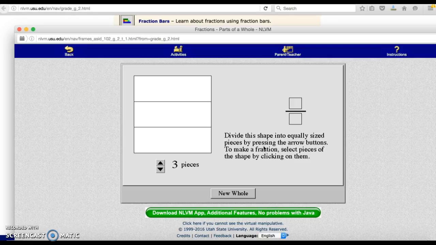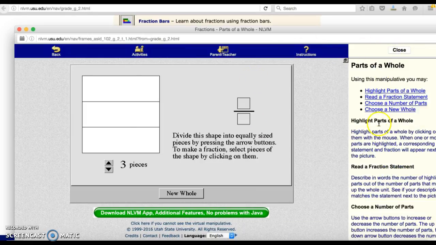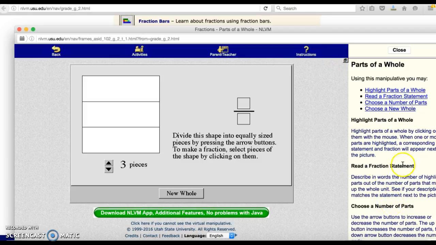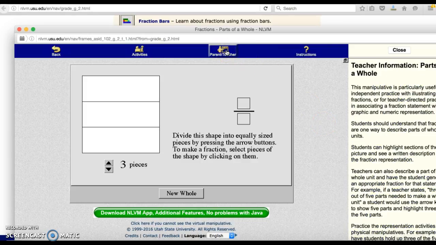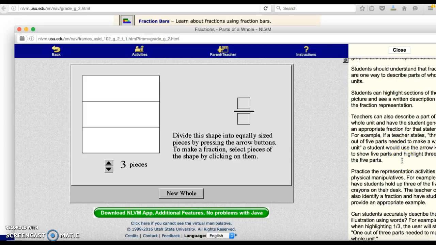What I really liked about this website was that it had instructions on the side. It talked about how you can use the manipulative. It even gives directions. How to read a fraction statement, choose a number of parts. If you go to parent teacher, it has teacher information on parts of a whole.